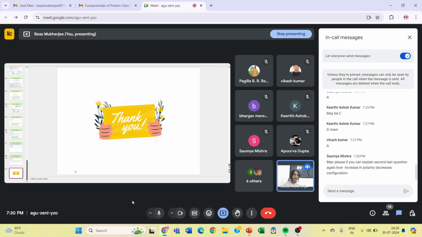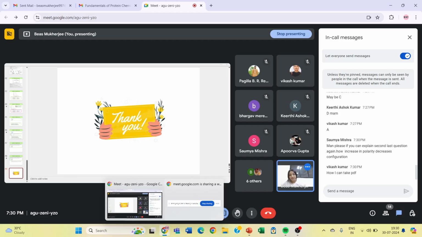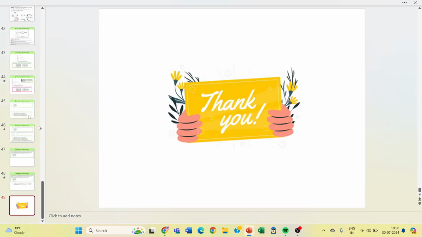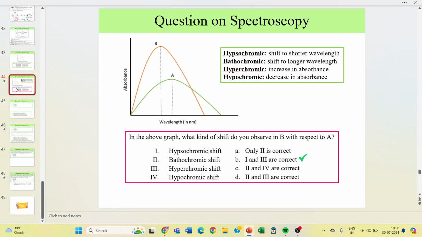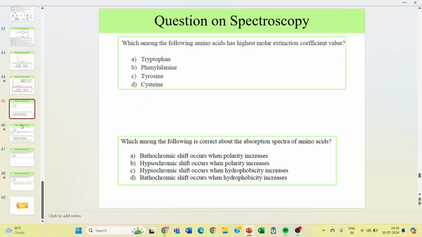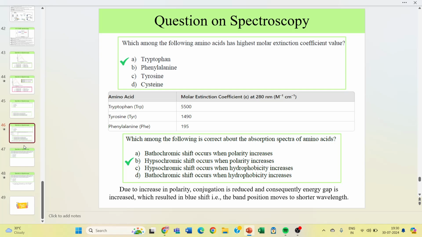Ma'am, can you please explain the second last question again? How does increase in polarity decrease conjugation, right? So if you see this, increase in polarity means one is becoming more negative and the other one is becoming more positive, right? And so because of that, the conjugation is reduced. Conjugation means overlap of the pi orbital, and consequently, the energy gap is actually increased. Because of that, the blue shift is occurring.